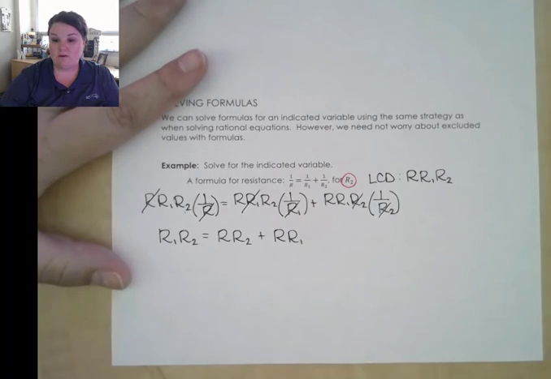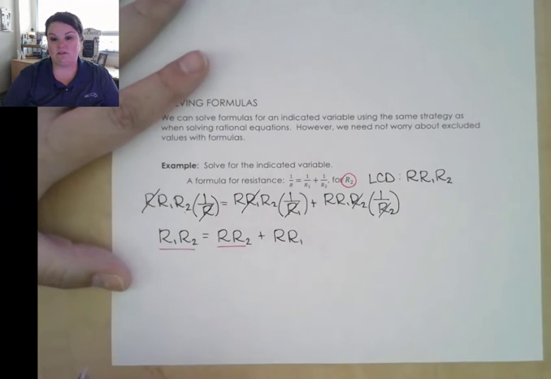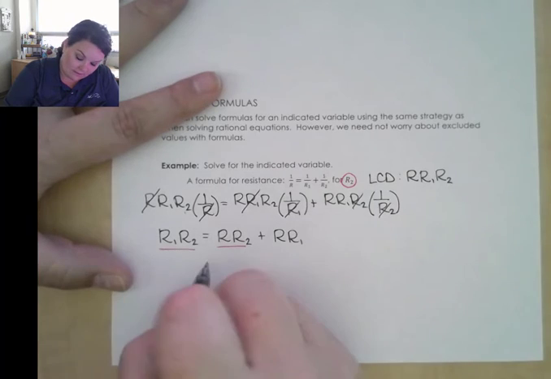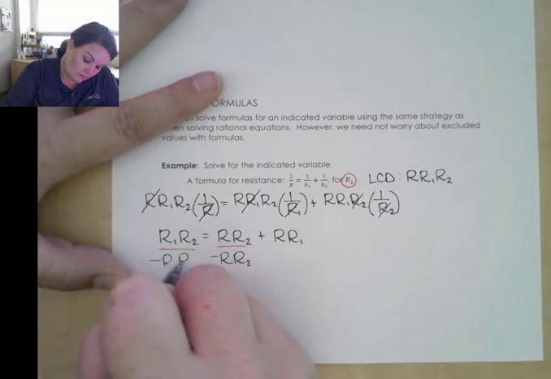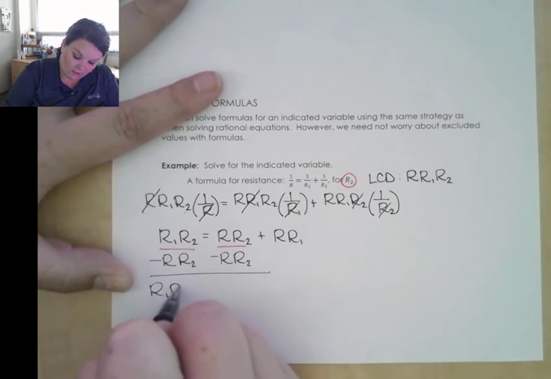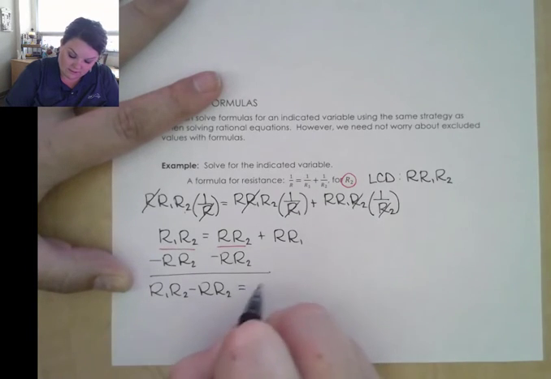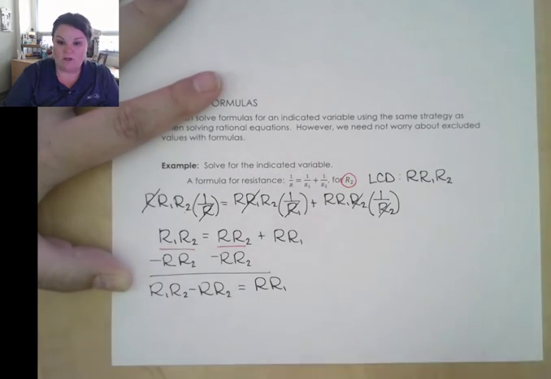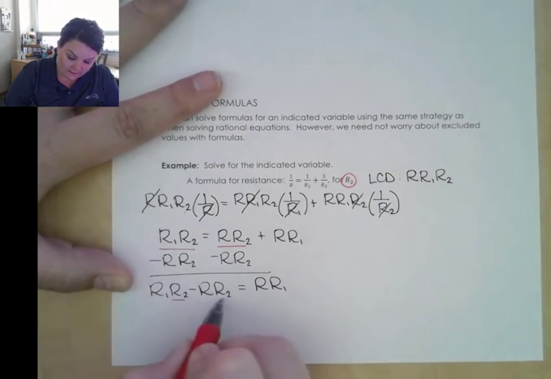Now again, remember, we're solving for r2. So we have an r2 in this term, and we have an r2 in this term. So I need to get the terms that have r2's on the same side. So I'm going to go ahead and subtract r2 to move it to the other side. So now I have r1, r2 minus r2 is equal to r1.